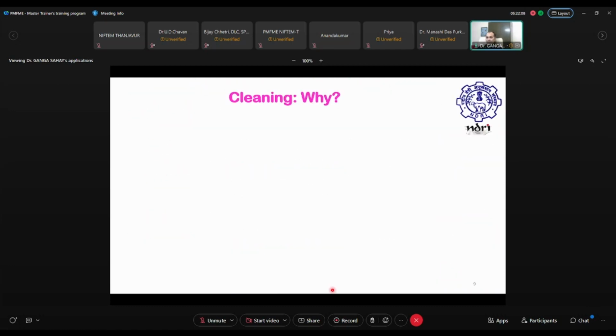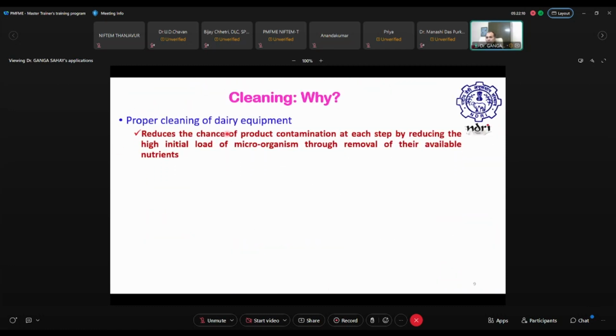While cleaning, proper cleaning of dairy equipment reduces the chances of product contamination at each step by reducing the high initial load of microorganisms through removal of their available nutrients.